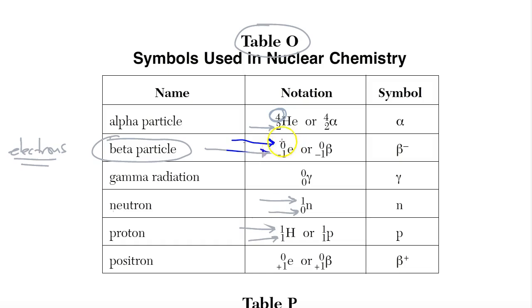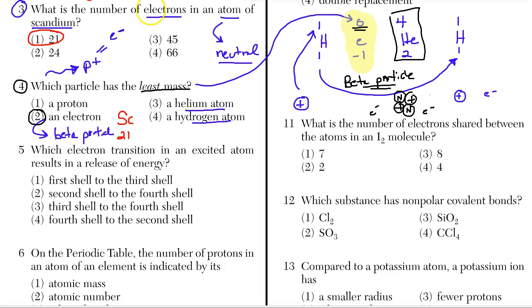So the lightest particle from Table O is, of course, the electron, the beta particle. So number 4 is definitely 2, that very light electron. We put 0 there because it's really, really tiny, but there is some mass. Okay, number 5. Which electron transition in an excited atom results in a release of energy?